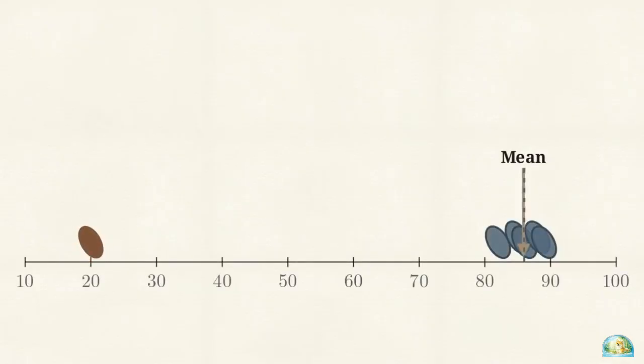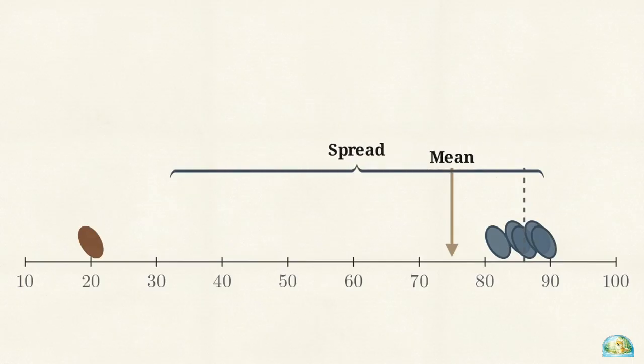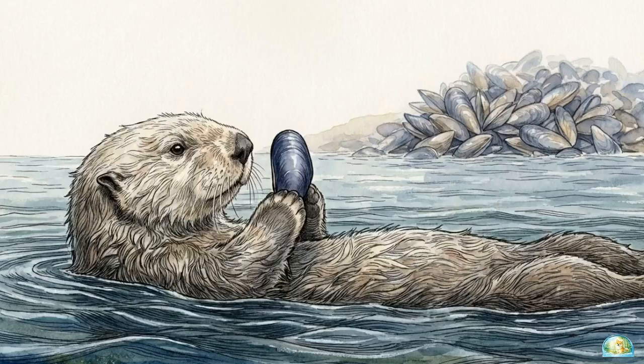It pulls the mean downward, moving the average away from the main cluster where most students scored. It also increases the total spread, making the group scores look more varied than they actually are. We must note the outlier because it affects the calculation of both the center and the spread.